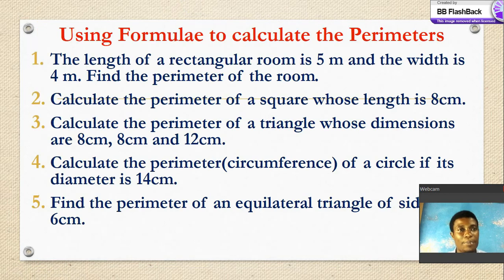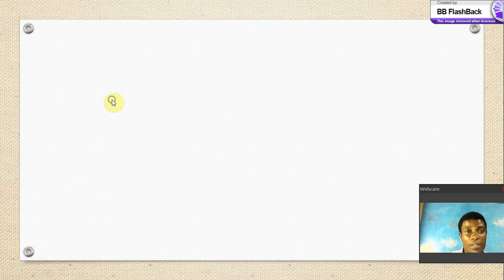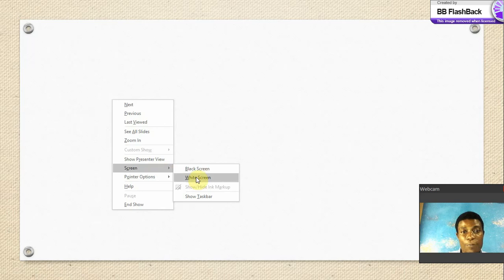The first question is: the length of a rectangular room is 5 meters, and the width, another word for width is breadth, is 4 meters. Find the area, the perimeter of the room. Now the room is a rectangular room, meaning that it has the shape of a rectangle. So we are asked to find the perimeter of that room, and that room takes the shape of a rectangle. The length is 5 meters, while the breadth of the room is 4 meters.